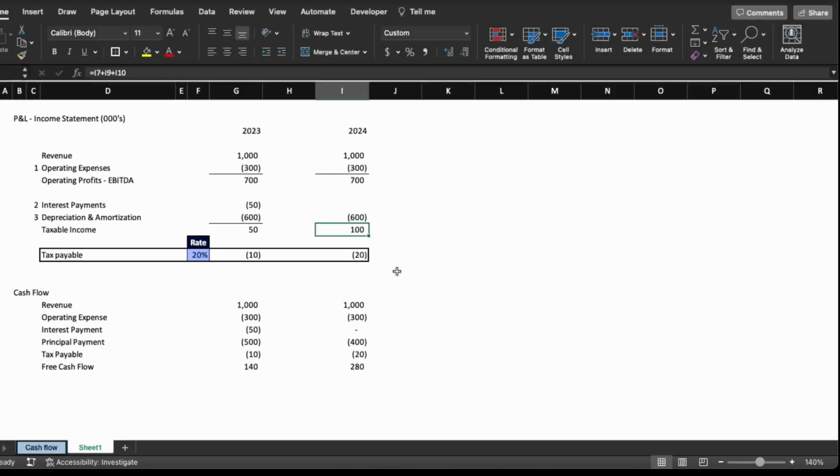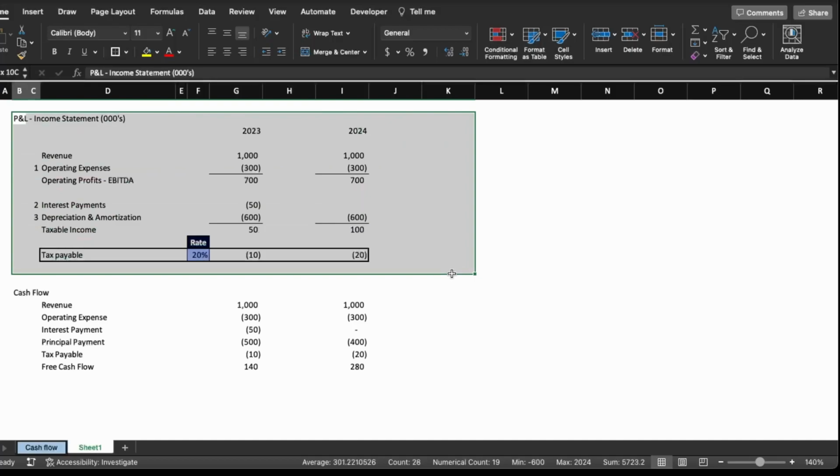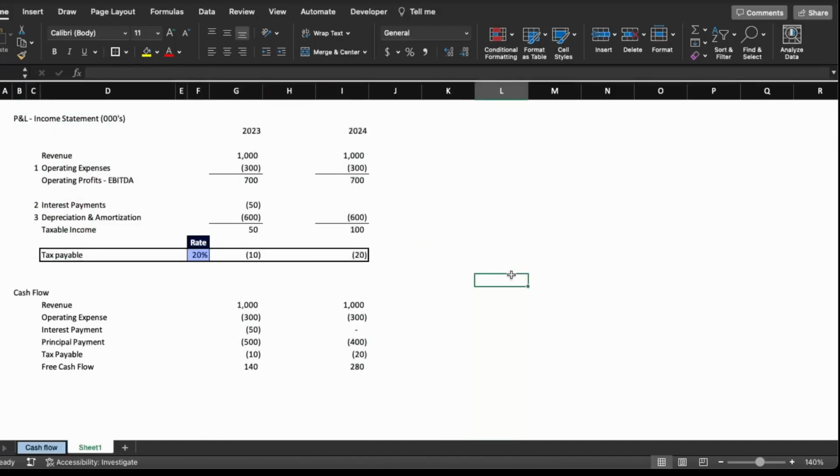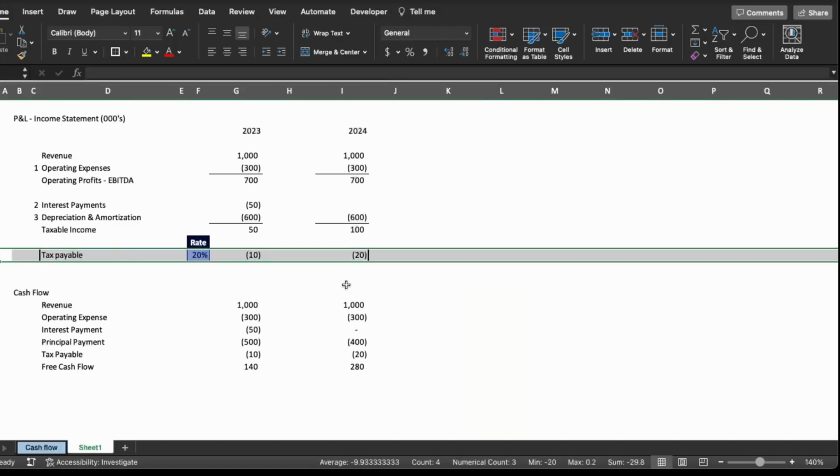How do we calculate the tax shields and the impact on the tax payable? Let's take a look here. What we have here is a profit and loss, or income statement, for 2 years, 2023 and 2024. And the goal here is to calculate how much tax we're going to pay.